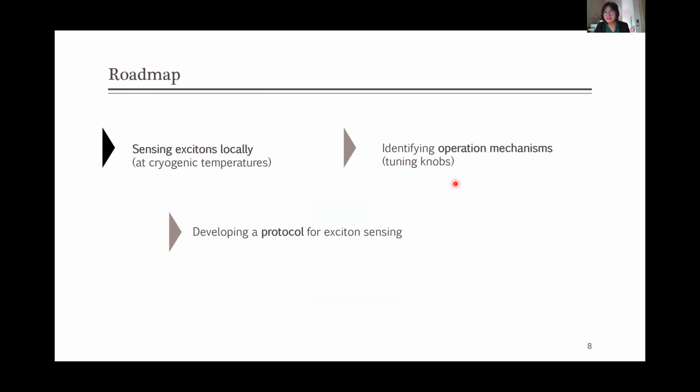In order to make excitons into local sensors, we first need to figure out how can we sense them locally at cryogenic temperatures, especially because of the high signal to noise ratio and other things. And we wanted to develop a protocol for how to use it to sense other things and then identify the operation mechanisms or the tuning knobs, like how can we change the sensitivity, how can we change its mechanism, and also develop a readout algorithm for that.